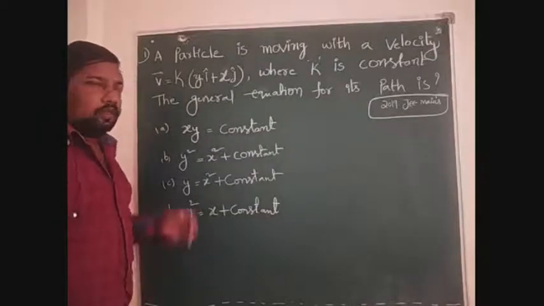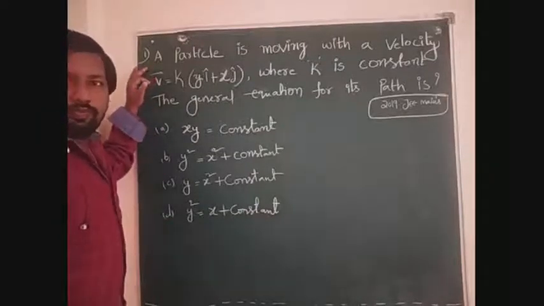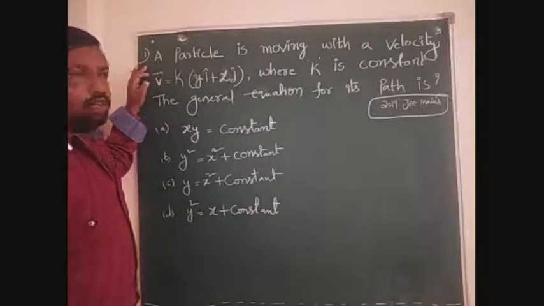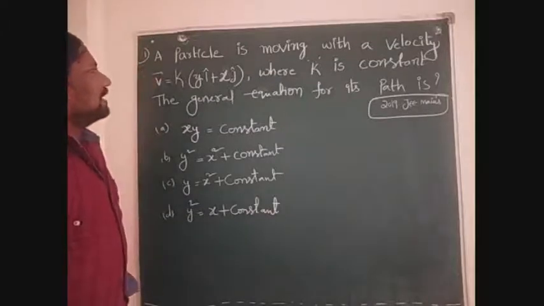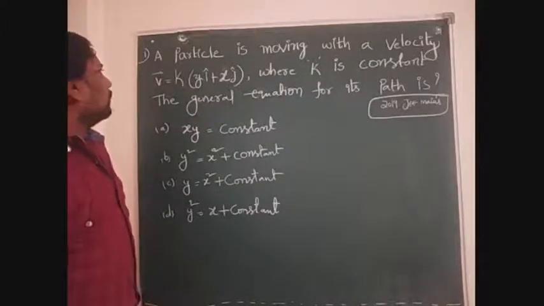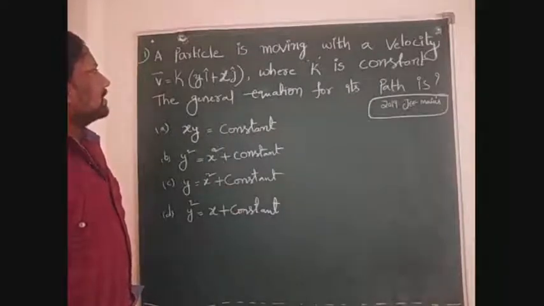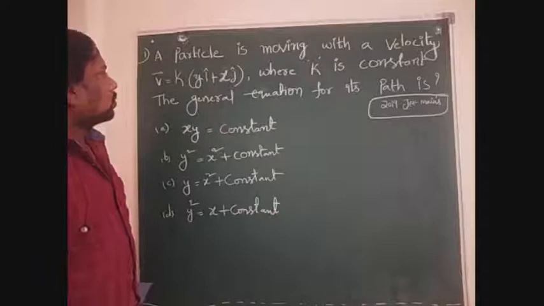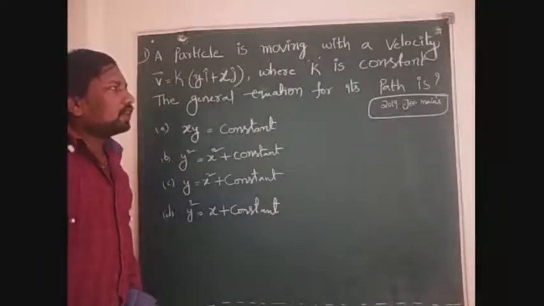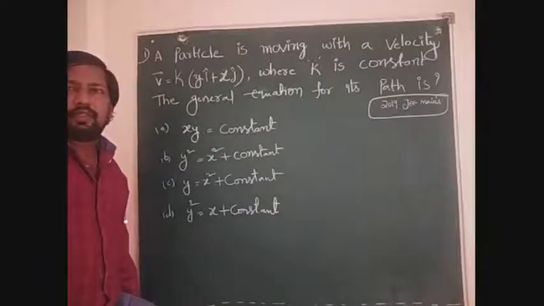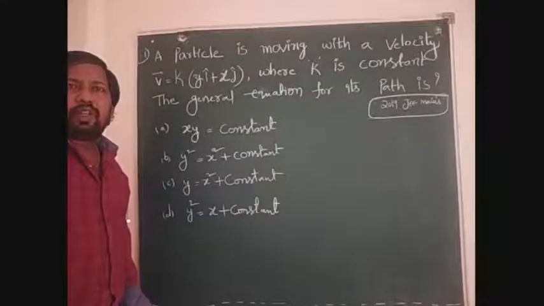Students, here is the first problem in the motion in a plane chapter. A particle is moving with a velocity v bar equal to k into y i cap plus x j cap, where k is constant. The general equation for its path is, so we can find out the general equation.